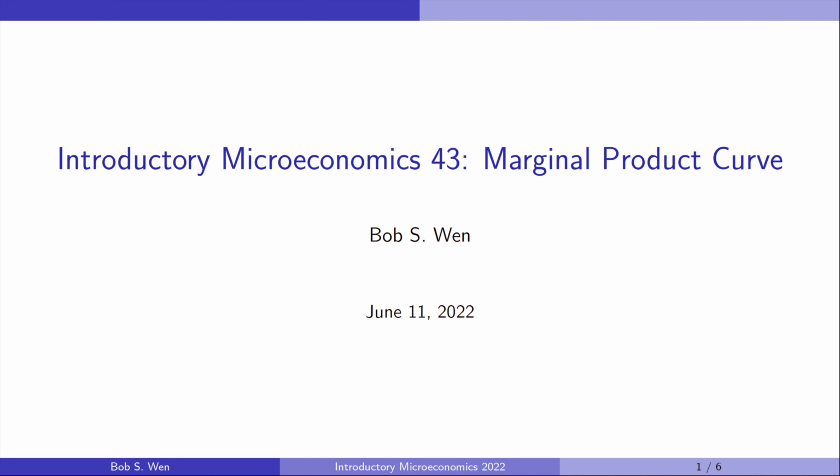Hi, I'm Bob. In the last video, we drew a total product curve, and we found that as labor increases, the total product first increases at an increasing rate and then increases at a decreasing rate until it reaches the highest point. It is not a straight line because the marginal product of labor changes as more and more workers are employed. Today we will explore the marginal product of labor and graph the marginal product curve.